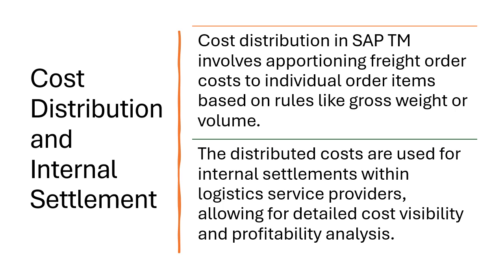So next is the cost distribution and internal settlement. This refers to how transportation costs are allocated among different parties, such as internal departments or external partners. Internal settlement ensures that costs are accurately shared within the company, especially for logistics service providers with complex internal operations.